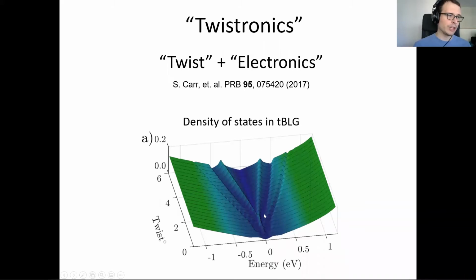And if you go to a small enough angle, you can get lucky and have these bands hybridize just right, and you will form a double Van Hove singularity, which is basically a flat band, which creates a gigantic enhancement in the correlation effects.